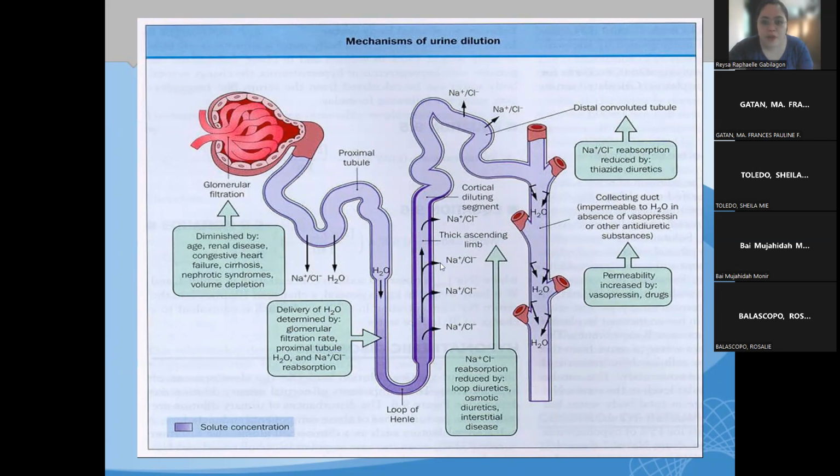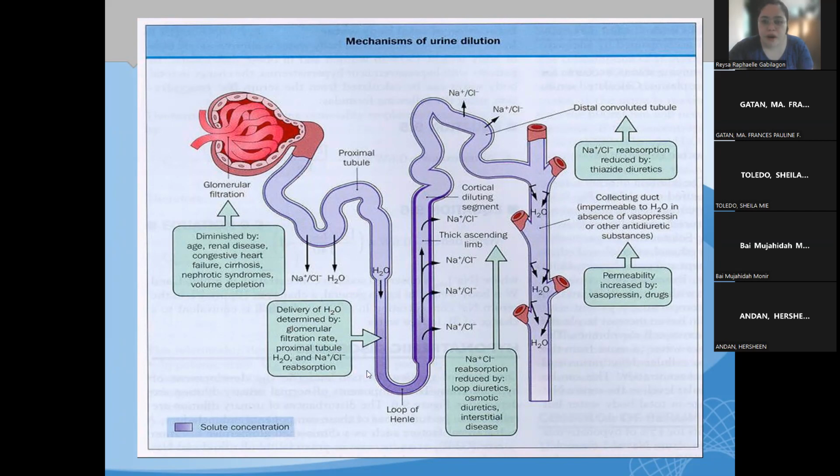So we are done with our loop diuretics. From the name itself, loop, their action is on this part, thick ascending limb of the loop of Henle. Okay, thick. If you compare the two parts here of the loop, this part here that is ascending is thicker, and this is where loop diuretics inhibit sodium and chloride reabsorption.